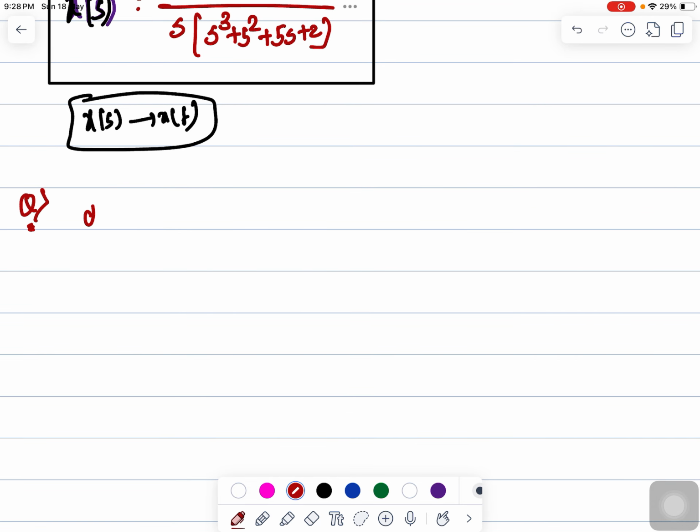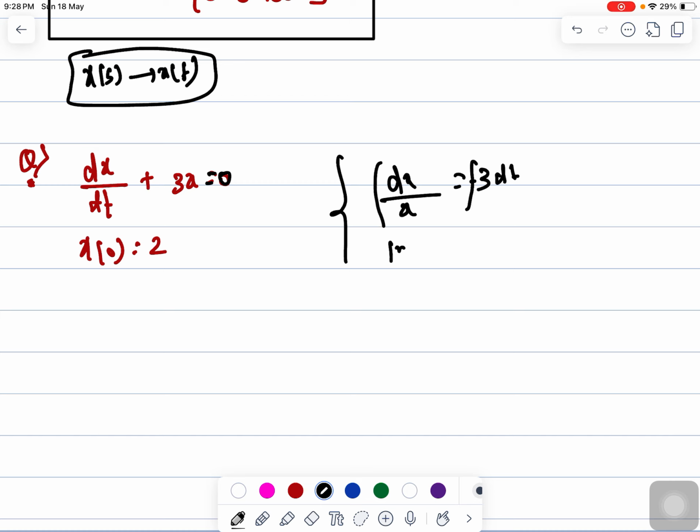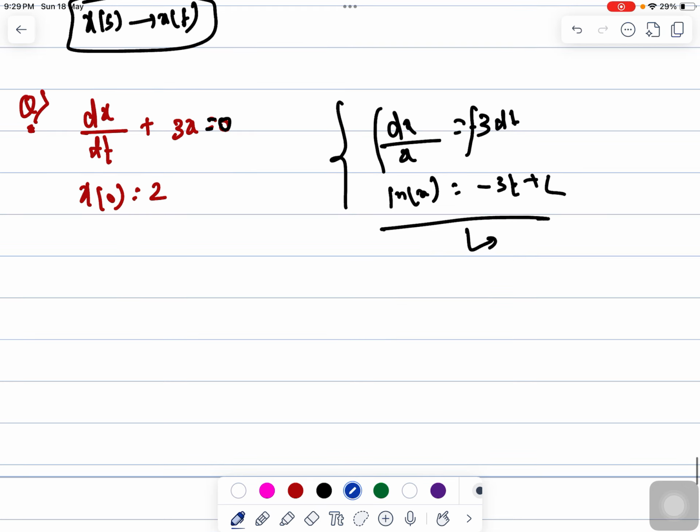Let's say you have a question like dx/dt plus 3x equals 0, and you have the boundary condition x(0) equals 2. You are supposed to calculate the value of x. So this is a very simple ordinary differential equation. You can solve it like dx/x equals minus 3 dt, and you can integrate it: ln x equals minus 3t plus c, and you can substitute the value. But how can we use the Laplace transform to solve this?